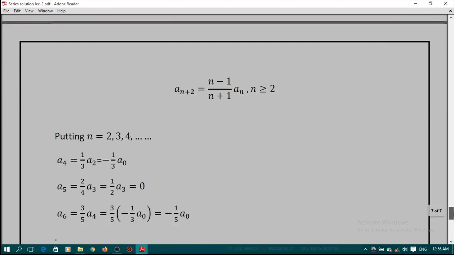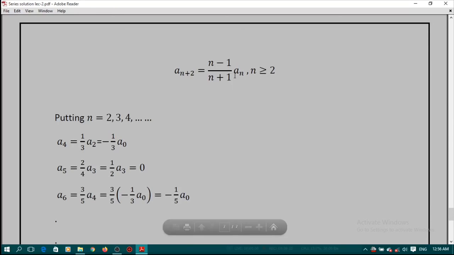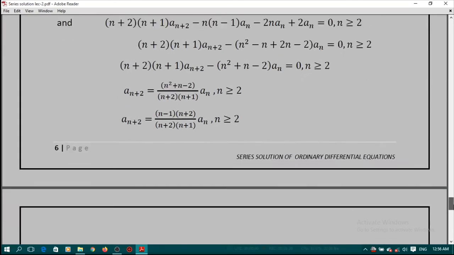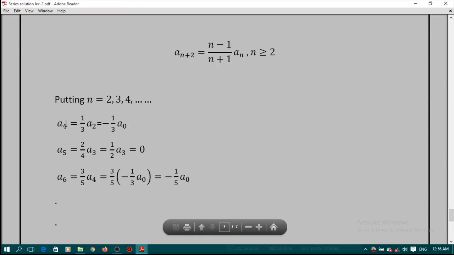So putting n equal to 2, 3, 4 and so on, we get, if you put n equal to 2 here, we get a4 equal to 1 by 3 into a2. But here we find a2 is equal to minus a0. So after substituting that value, we get a4 is equal to minus a0 by 3. Now if we put n equal to 3 here, we get a5 equal to 2 by 4 into a3. But we know value of a3 is 0. So after substituting that value, we get a5 is equal to 0.